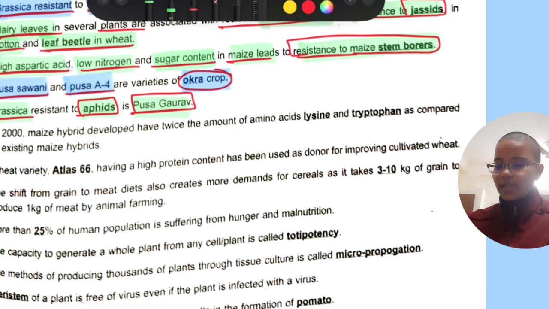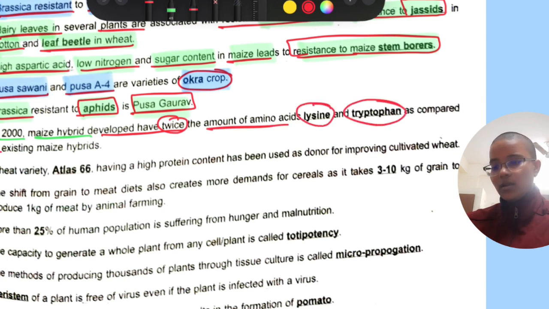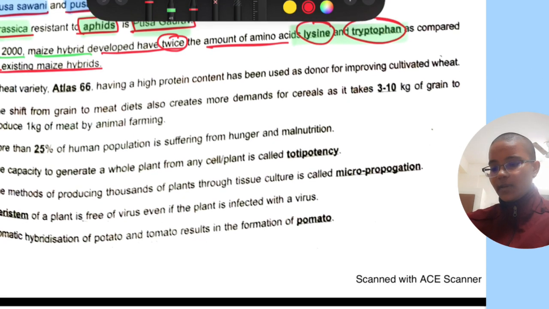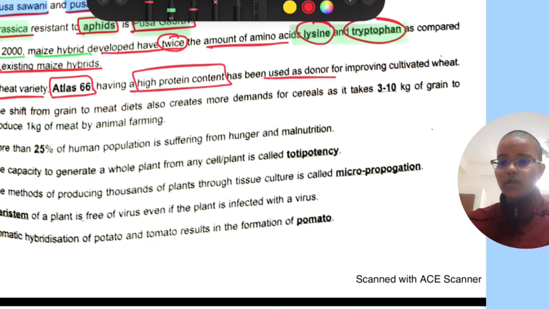In 2000, maize hybrids were developed that have twice the amount of amino acids lysine and tryptophan as compared to existing maize varieties. Wheat variety Atlas 66 has high protein content and has been used as a donor for improving cultivated wheat.